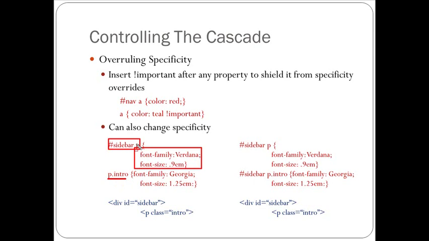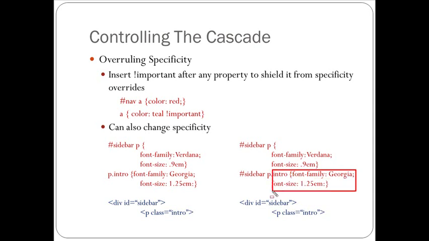Now I could easily change this. Instead of adding classes or using the important, I could change that very simply by adding that class to the beginning of the p.intro. Now this has a value of 111, while this one only has a value of 101. So in this case, the font family will be Georgia, and the font size will be 1.25 em. So I can actually manipulate the selector in the rule to override a previous one.